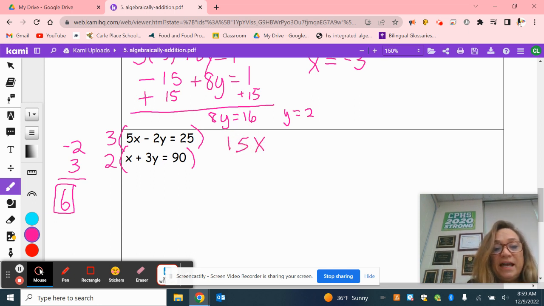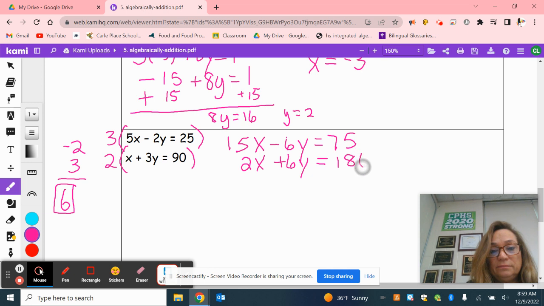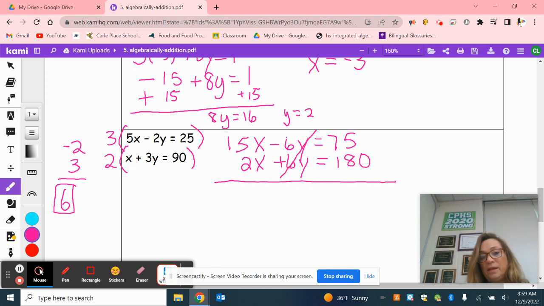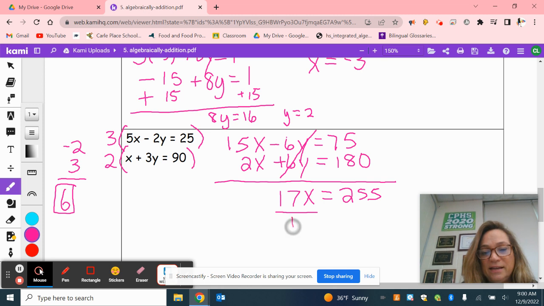So I have 15x minus 6y equals 75. I have 2x plus 6y equals 180. The y's are going to cancel because remember, you want to get one equation with one variable. Okay, so 75 plus 180. All right, my gut is telling me 255. If I added wrong, I'll fix it.